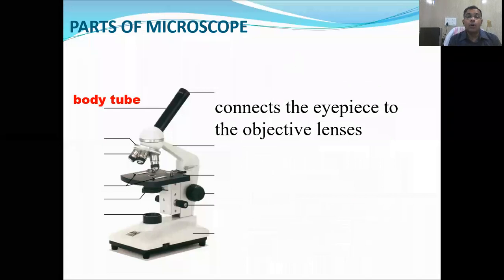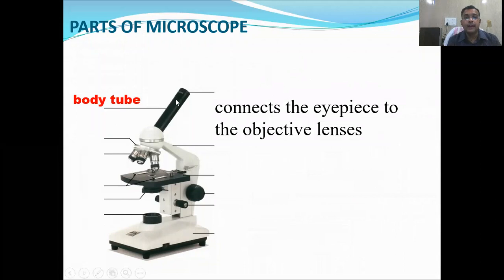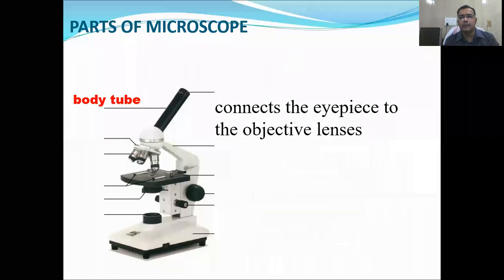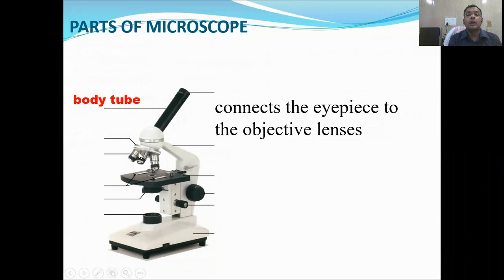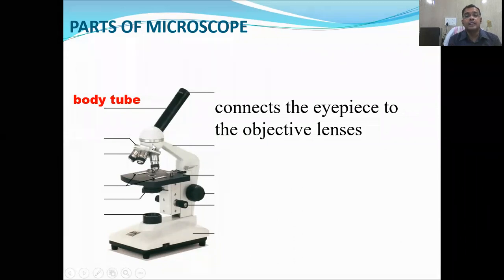The next is the body tube. The length of the body tube is important in magnification, and it has a limitation that we cannot go beyond a particular length. Generally the body tube length is 160 mm, and that helps in the magnification power of the microscope. It also connects your eyepiece with your objective lens, so it acts as a connecting tube between the eyepiece and the objective lens of the microscope.